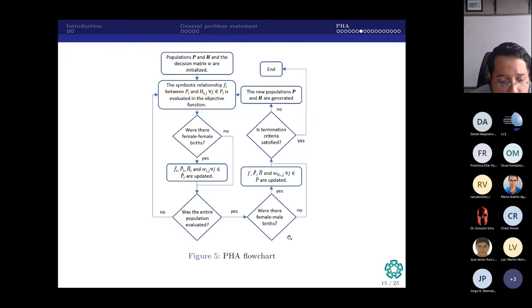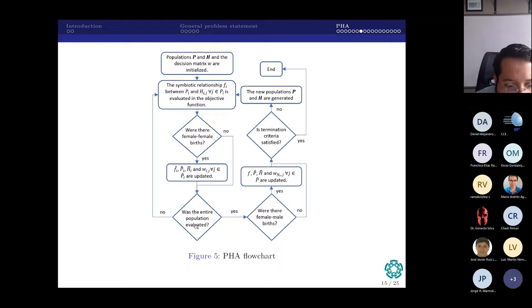Okay, the flowchart for this algorithm. First, populations P and H are created, initialized. The symbiotic relationship is set for each agent in the population, and the objective functions are evaluated. The question is, were there female-female birds? Yes, in that case the thickness is modified, created in the second interaction. The decision vector is partially modified.